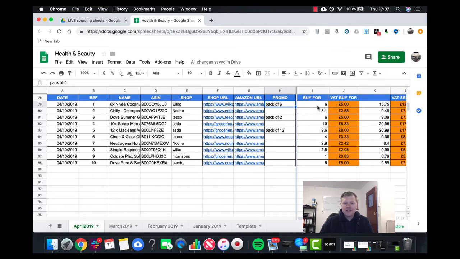So next we have the buy for cost. That's the cost that you're purchasing from the website to allow you to buy the goods. So in this case, the very top one is a pack of 6. So that price there is for 6 of those items.